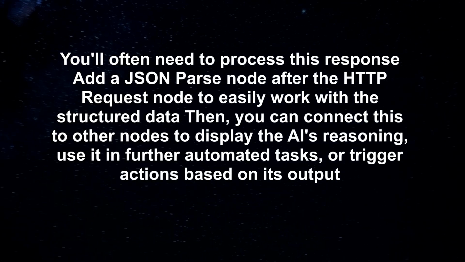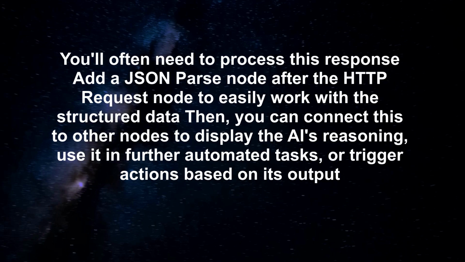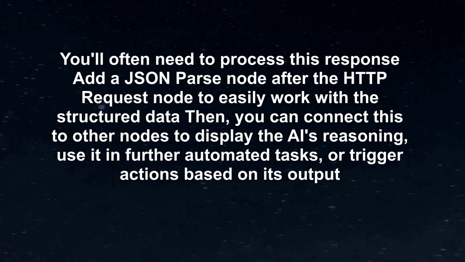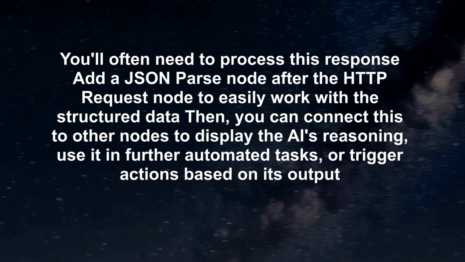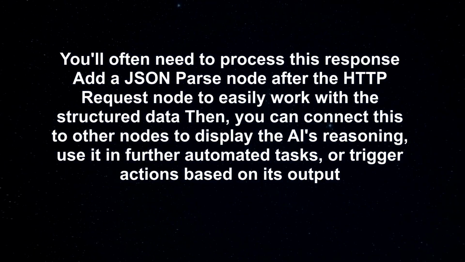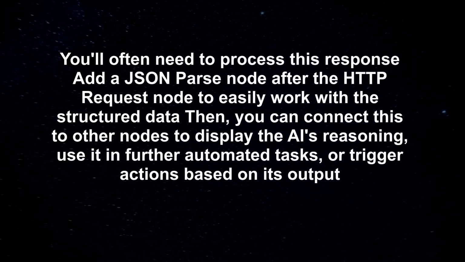You'll often need to process this response. Add a JSON Parse node after the HTTP request node to easily work with the structured data. Then, you can connect this to other nodes to display the AI's reasoning, use it in further automated tasks, or trigger actions based on its output.